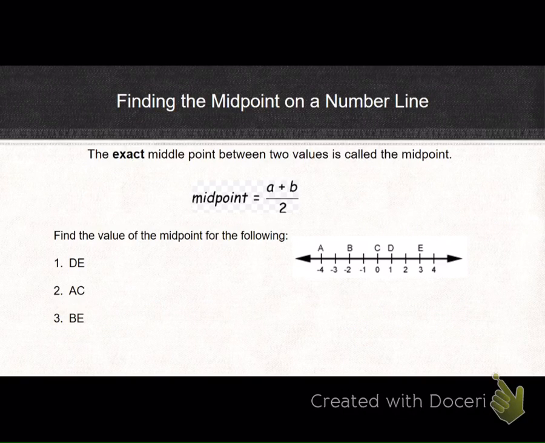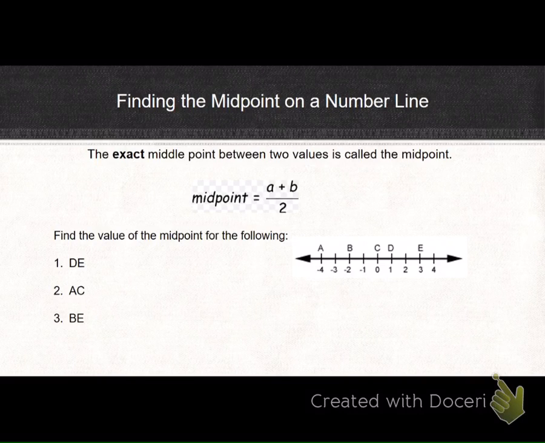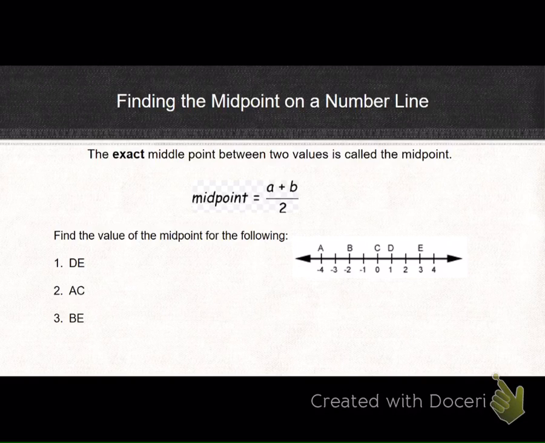So finding the midpoint on just a number line, meaning there's a single variable, it's not an ordered pair. The exact middle point between two values is called the midpoint. So that's very important. Abby said she thinks of middle when you hear the word midpoint, and that's exactly what that is. So to find the midpoint, you add the 2 points together, and you divide them by 2, because there's 2 points.